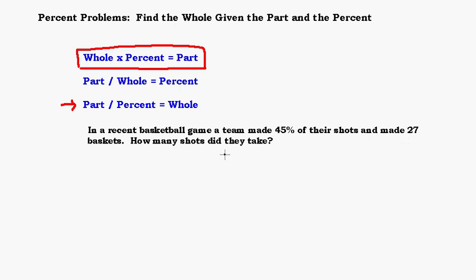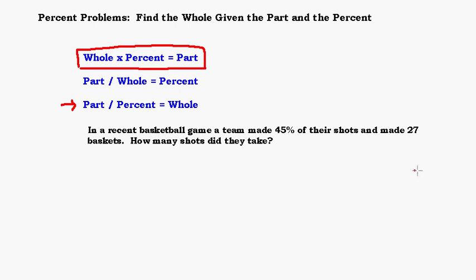Let me say that one more time, maybe a little bit better. They took a total number of shots we don't know. A certain percentage of those went in the basket, which was 27. So that is the part that they made, the 27. If you think you know how to do this, go ahead and pause it, try it, and start the video when you're done. Alright, so here we have the part.